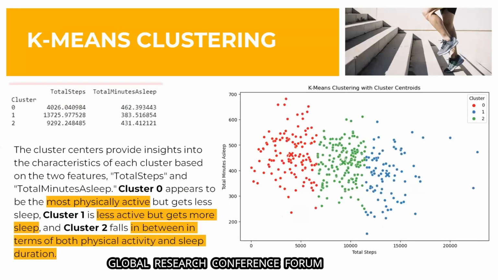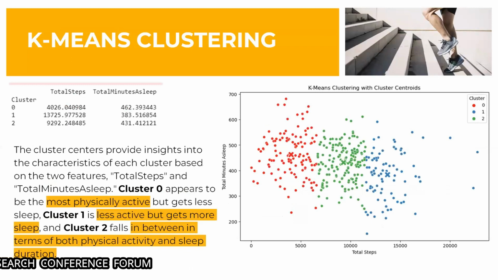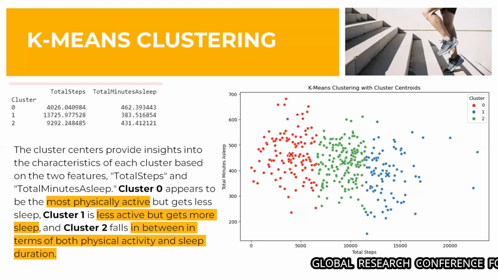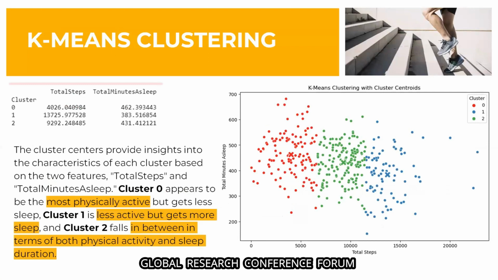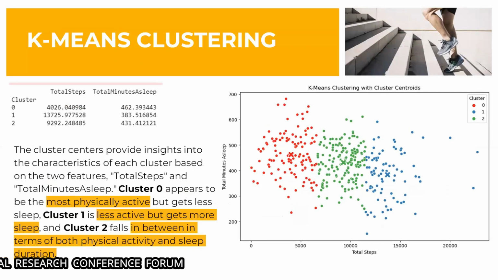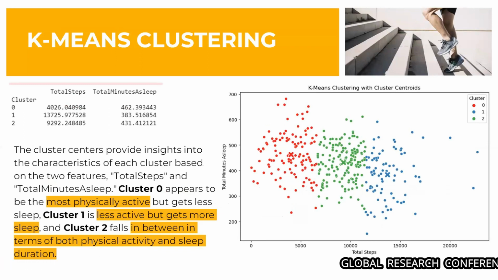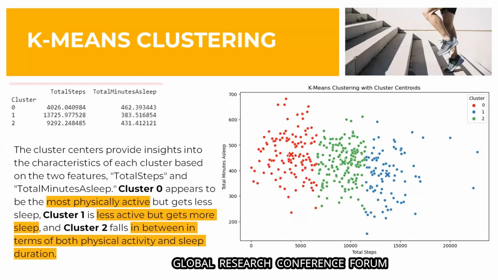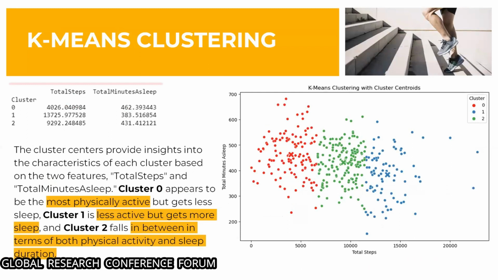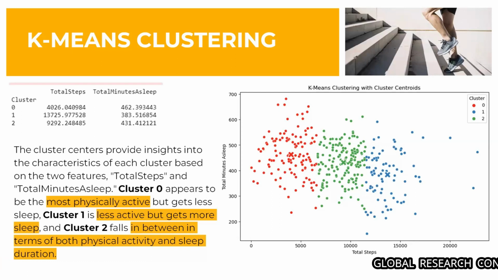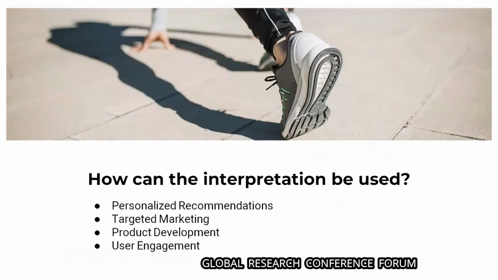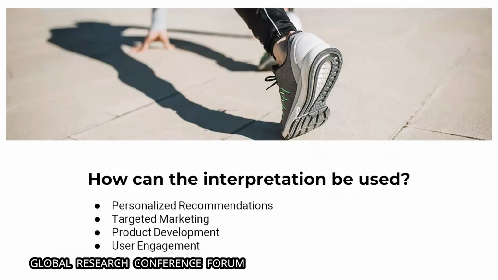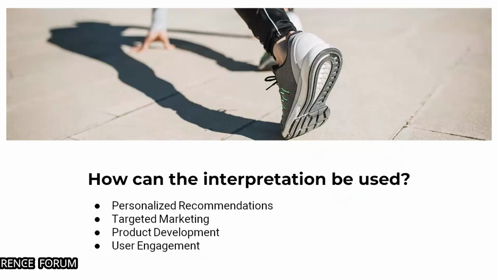Next, I have implemented K-means clustering. I have grouped it into 3 clusters. Cluster 1 has many steps and low minutes of sleep, and cluster 2 has an even higher number of steps with much lesser sleep than cluster 0. And cluster 2 has a relatively lesser total number of steps than cluster 1, and it has a moderate number of total minutes of sleep. From this interpretation, we can make personalized recommendations. We can use it for target marketing, etc.